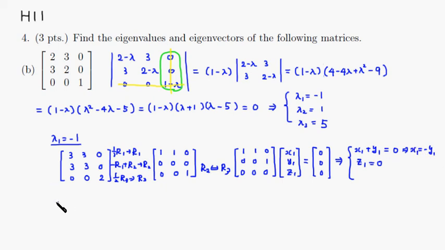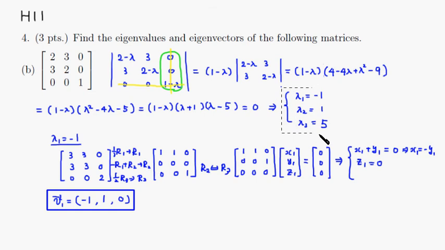So we can take eigenvector v1 to be: the z component is 0, and you can give y a 1, and then x has to be negative 1. Or you can give y negative 1, and then x would be a positive 1. Anyway, this is the eigenvector we're looking for, corresponding to eigenvalue negative 1.